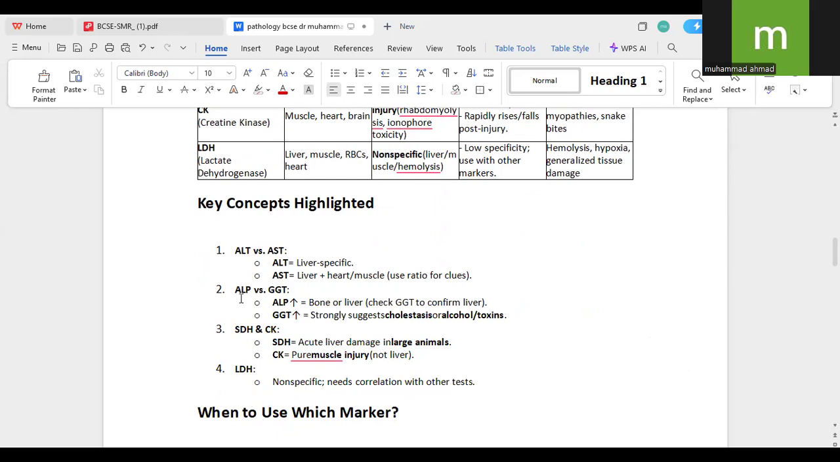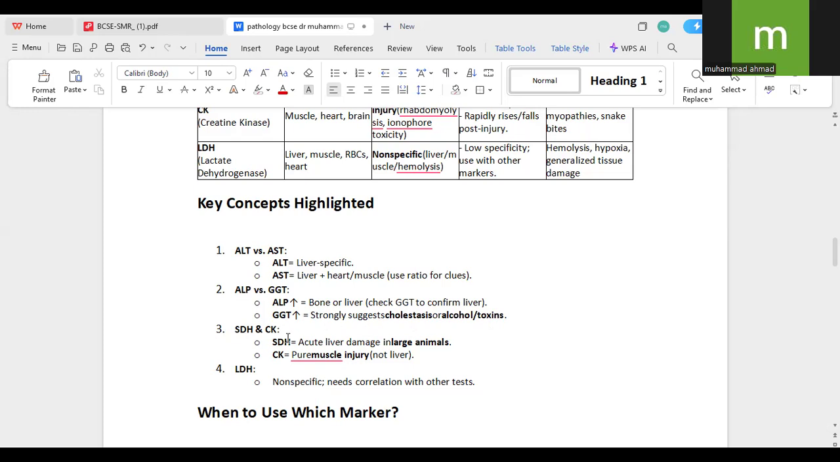So ALP was GGT. ALP origin is bone or liver. Check GGT to confirm liver. If there is increased GGT, there may be an ALP rise. Let me check in bone marrow and liver. Check GGT to confirm. So basically, ALP is released from the bone and liver, and GGT increase is released from alcohol or cholestasis.